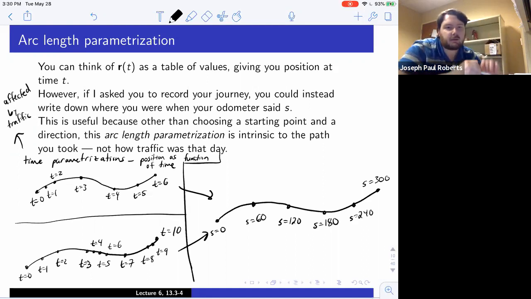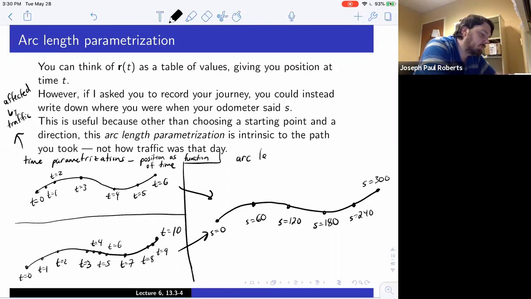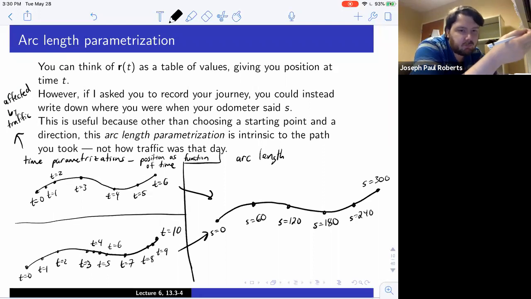They're affected by whether you speed up, slow down, and things like that. But if instead you record your latitude and longitude as a function of what your odometer says, then you're always going to get the same arc length parameterization, as long as you zero your odometer where you're coming from and you take the same roads.